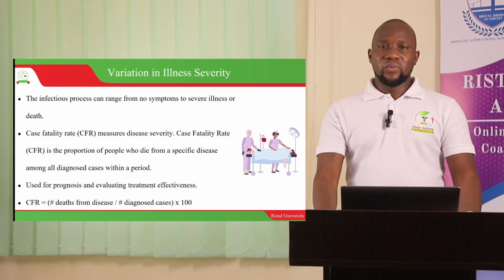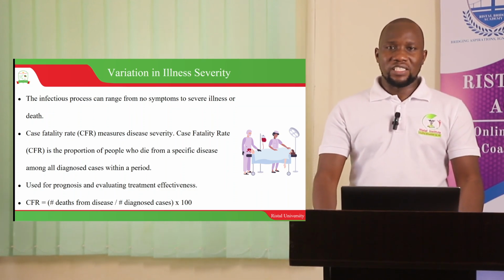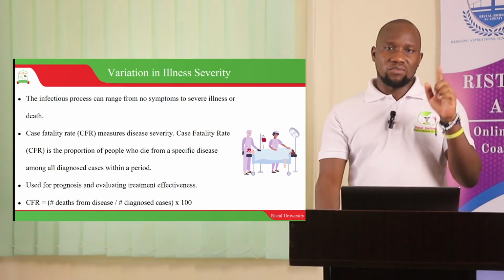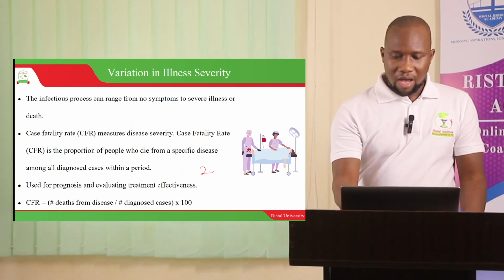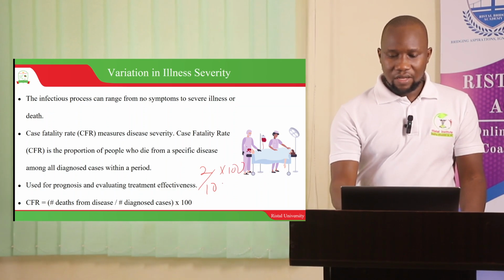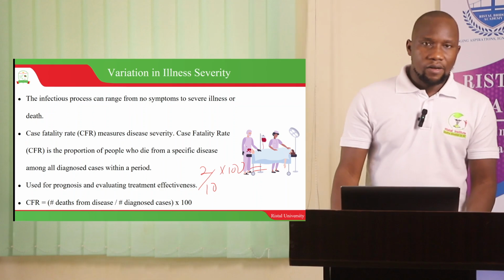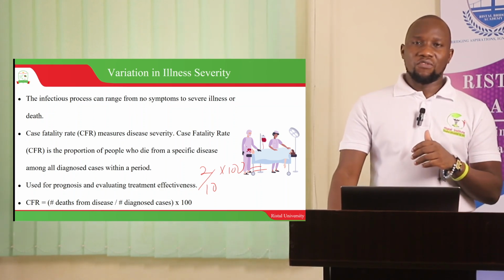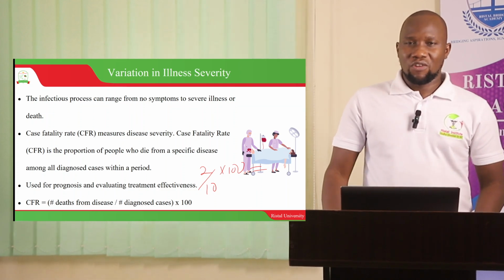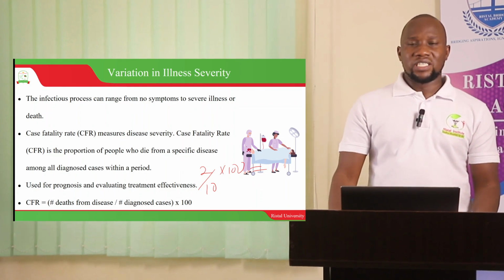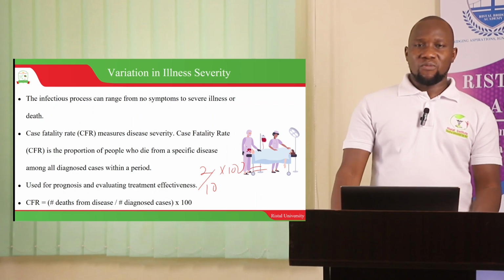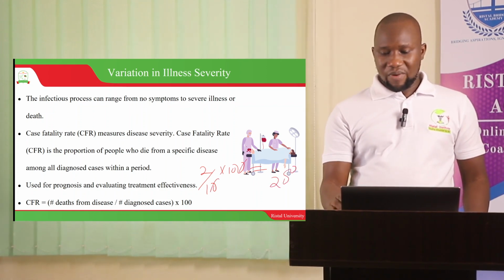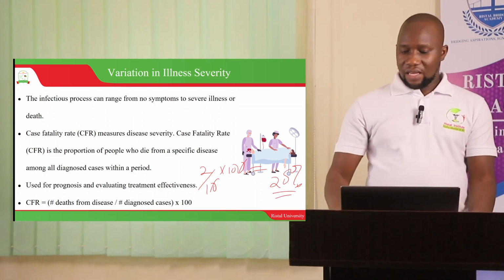So if you have 10 people who have been diagnosed with COVID-19, how many of those will die? So you convert that into a percentage. If 2 people die, you have 2 out of 10 times 100 to give you the case fatality rate. The case fatality rate is calculated by the number of people who die divided by the total number of people who have been diagnosed with the disease times 100. So here you will have 20% as the case fatality rate.